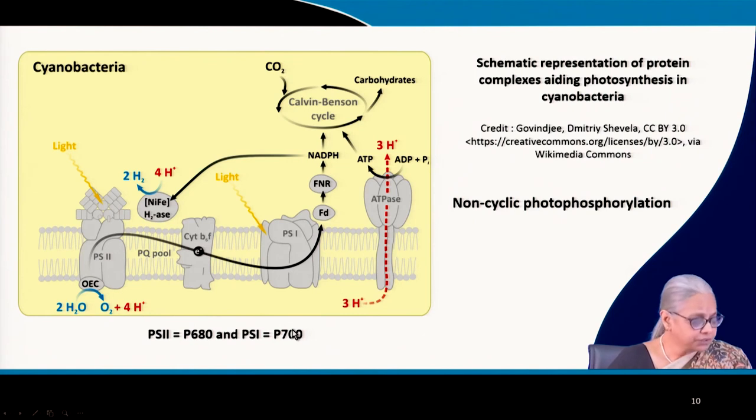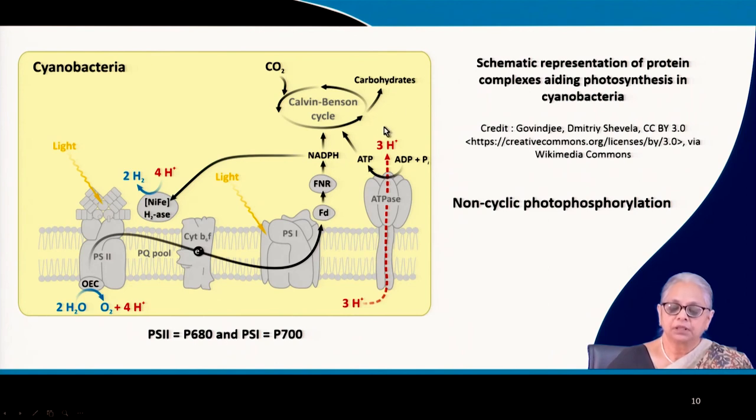Now this transfer of electrons is associated with the development of the proton motive force as well. While the electrons are being transferred through the quinones and the cytochromes, the protons are also being pumped out of the cytoplasm into the periplasmic space, which you can see over here. So a proton motive force is generated, and subsequently this proton motive force is going to be utilized to generate ATP. Okay, so that is how ATP is generated.